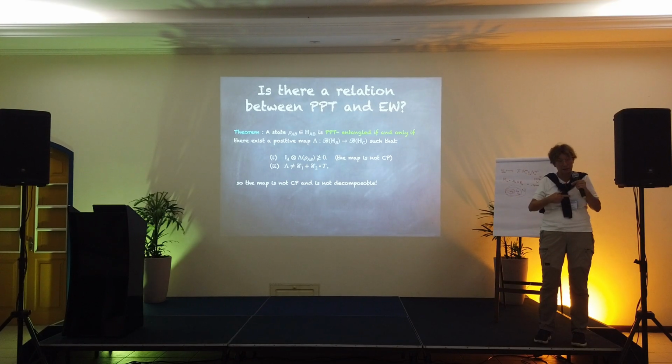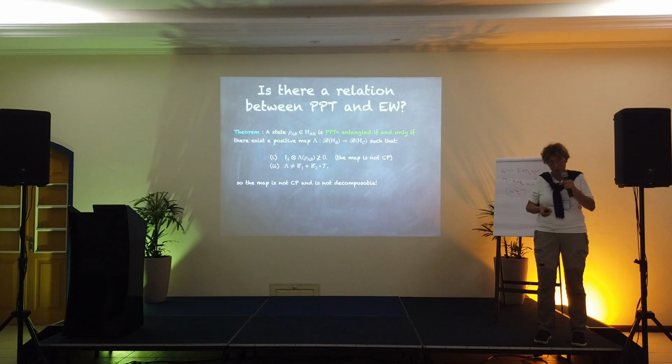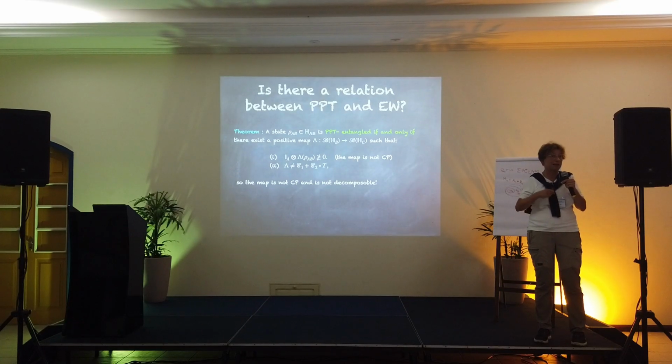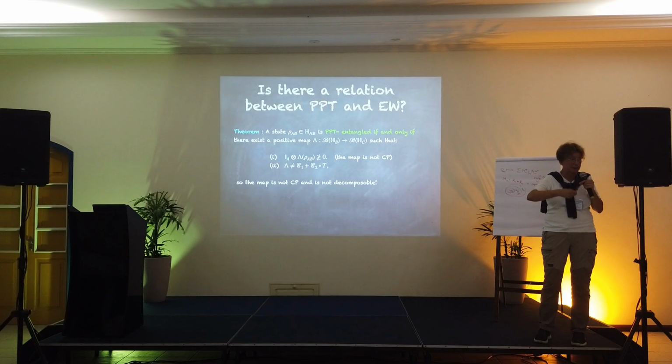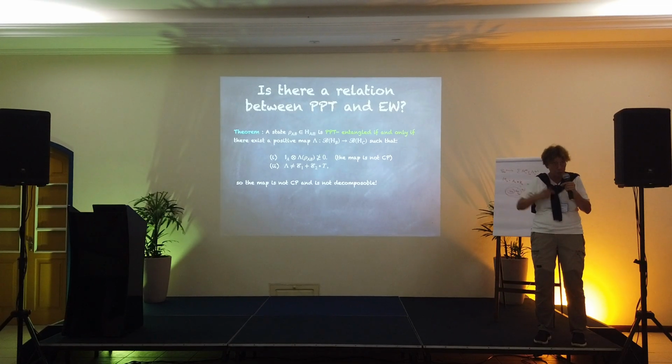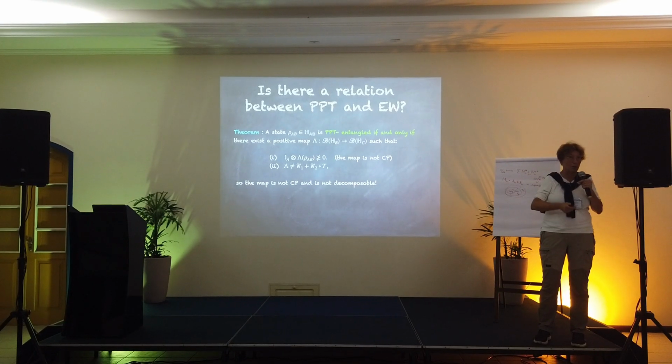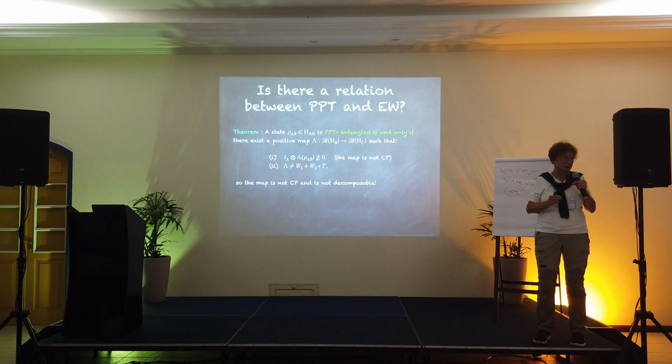So I have a state. I do PPT, it's positive. Well, I don't know if it's entangled or not. Give me another map, which is not completely positive. And if this other map detects this state, then the state is entangled. And if on top of that, this other map is not decomposable, the state is PPT bound entangled. And you have it, okay?